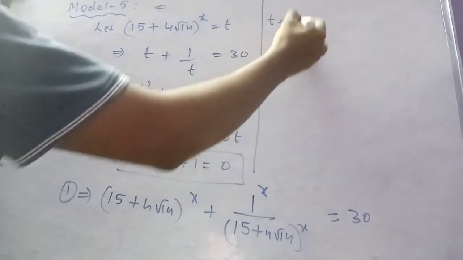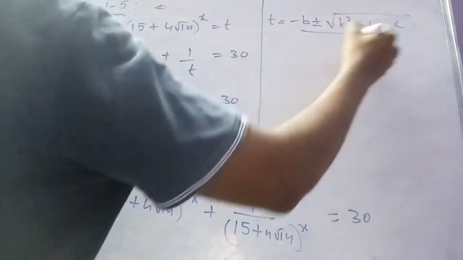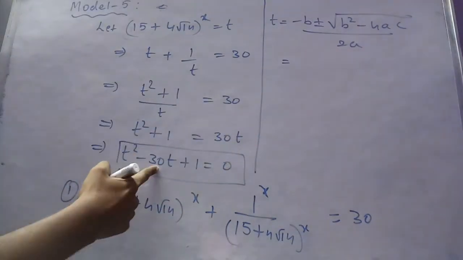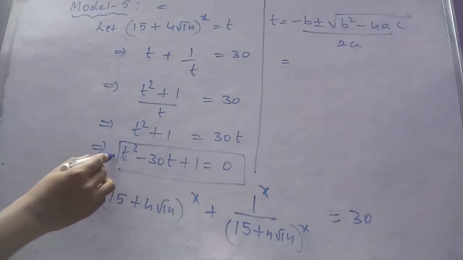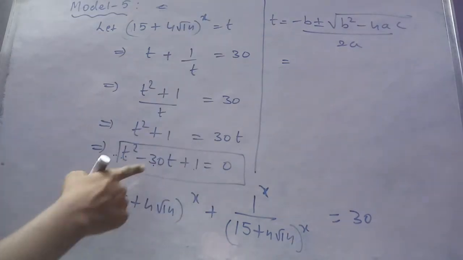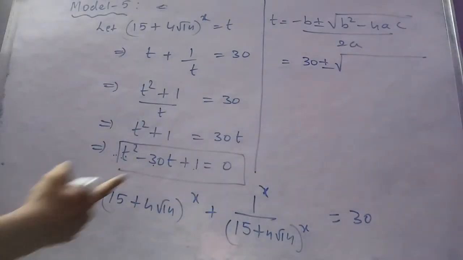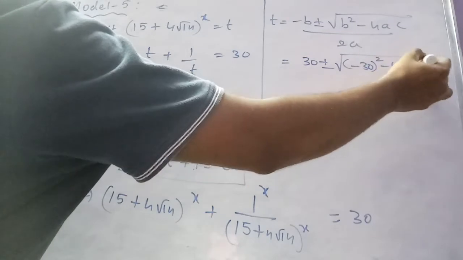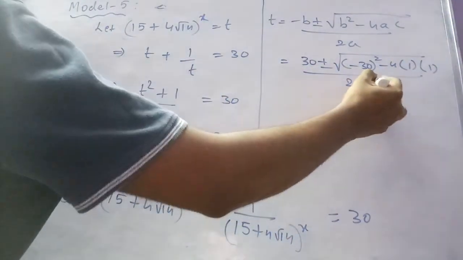So t is equal to (−b ± √(b² − 4ac)) divided by 2a. So t is equal to minus b, that means minus of minus 30, where a is the coefficient of t². That means a is 1, b is −30 and c is 1. Substitute those values. Minus b means minus of minus 30, that means plus 30, and then b², that means (−30)², minus 4 into a is 1 and c is also 1, whole divided by 2 times a, again 1.